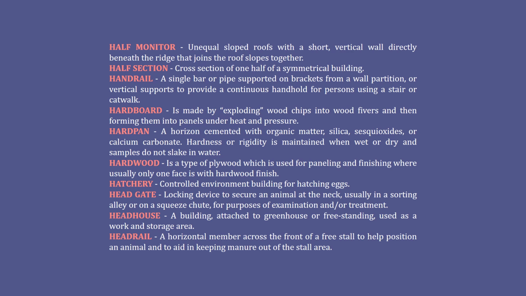Hardboard is made by exploding wood chips into wood fibers and then forming them into panels under heat and pressure. Hardpan: a horizon cemented with organic matter, silica, sesquioxides, or calcium carbonate. Hardness or rigidity is maintained when wet or dry and samples do not slake in water.